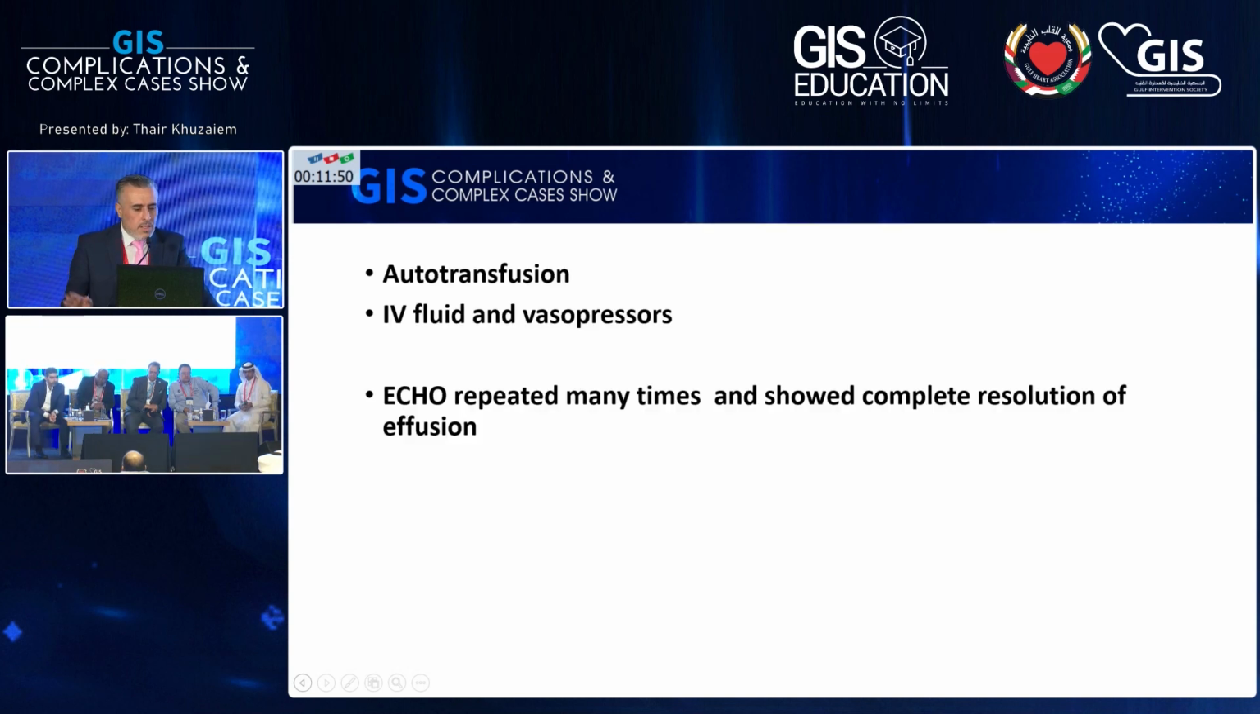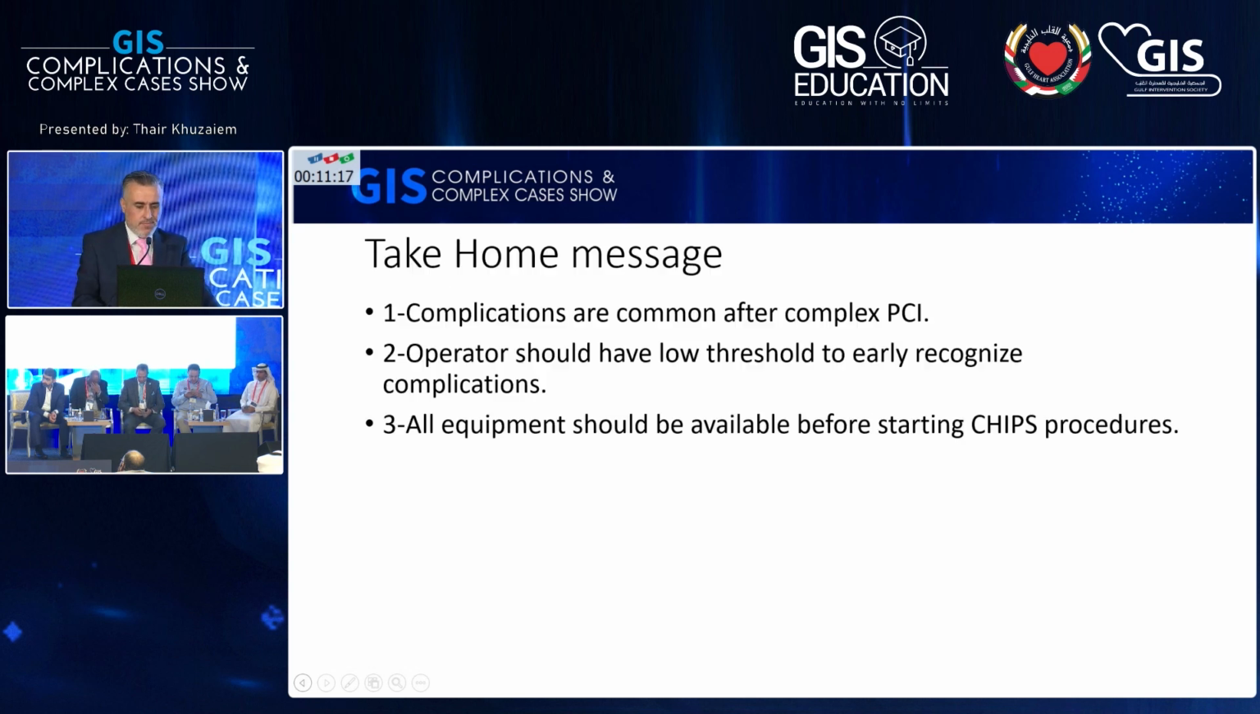And the measures we did: auto transfusion, and we gave the patient IV fluid and vasopressor, and we kept the patient in the CCU. Echo was repeated almost 3-4 times over the night, and there was a complete resolution of the effusion. The blood pressure improved. We started to stop the vasopressor. Unfortunately, because the patient has COPD, actually severe COPD, and he had a quite long course in the ICU, complicated by aspiration pneumonia, he stayed in the ICU almost 3 weeks, then unfortunately passed away.